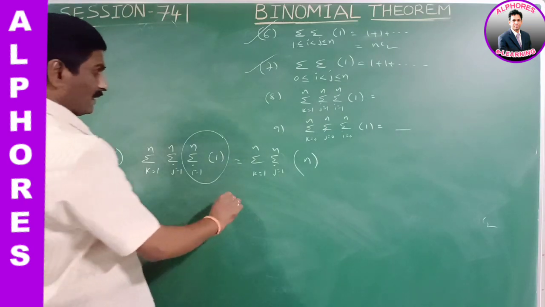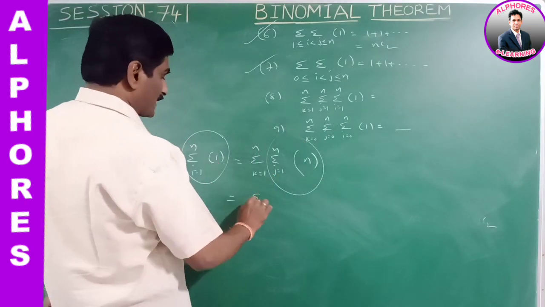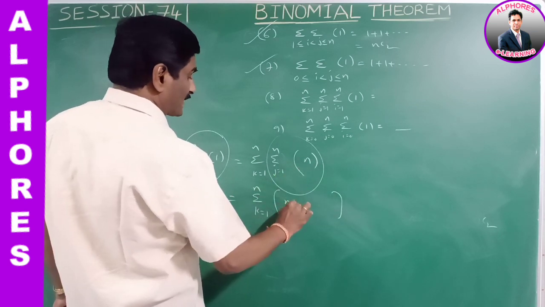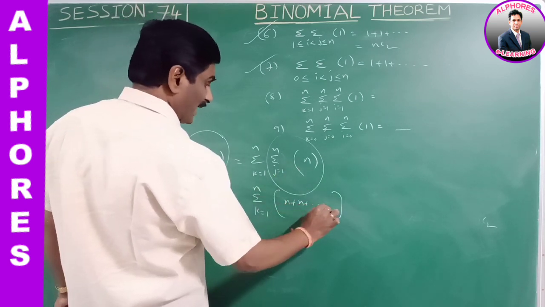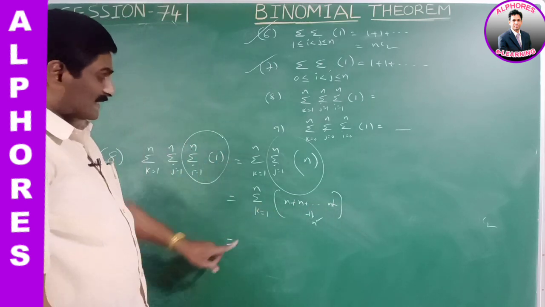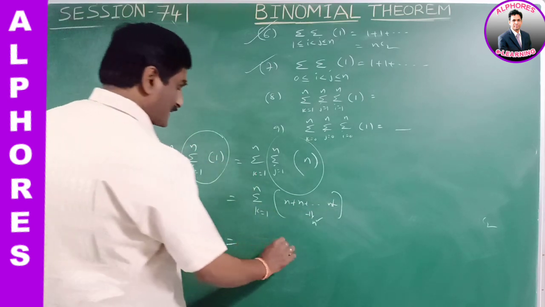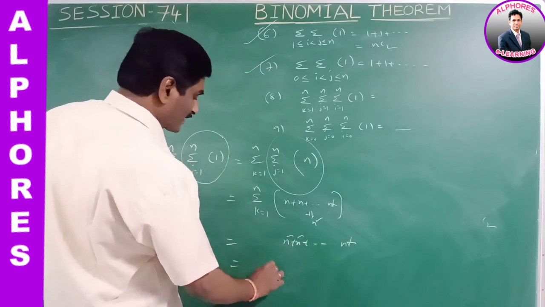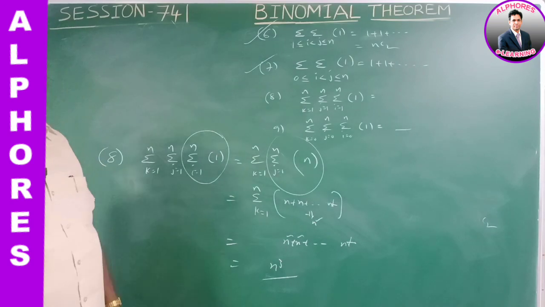Okay. Next expand this value. Sigma of k equals 1 to n. What is this value? n plus n plus n plus, how many times? n times. That means this value is n square. Again, sigma k equals 1 to n. n square plus n square plus n square, how many times? n times. That is equal to n into n square, means n cube. It is the answer. It is the actual method.